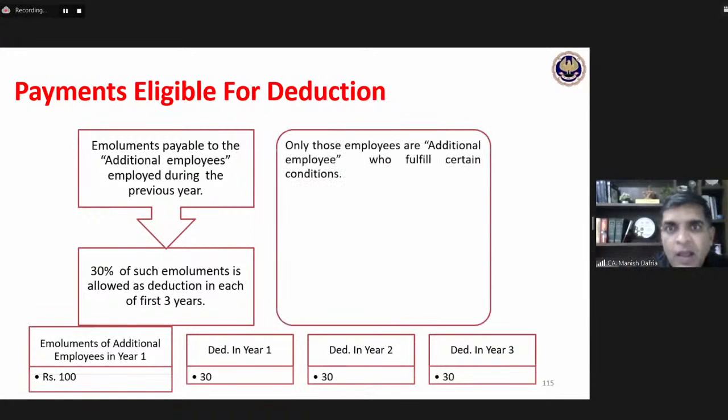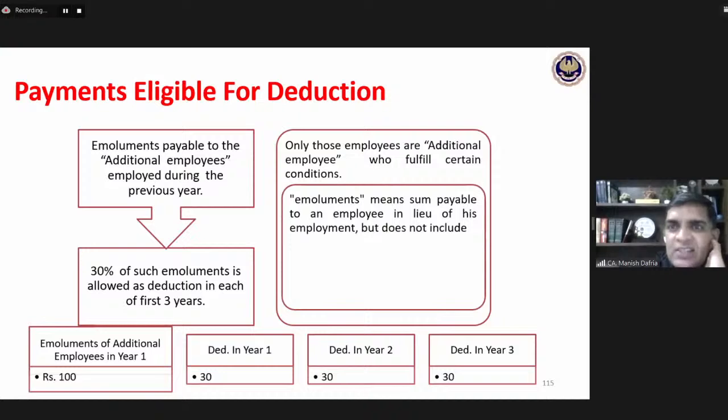Now, who are my additional employees? The salary and wages paid to them shall be entitled to this deduction. These employees would be only those persons who fulfill certain conditions. What are these conditions? We will see later on. But before this, what is included in the wages for which the deduction would be available?